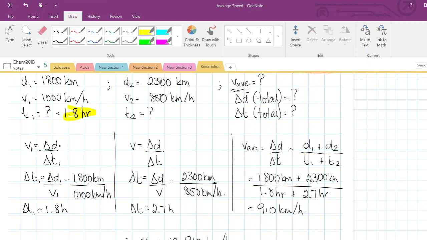Now I need to figure out the same thing for the second segment. I know that we traveled 2,300 kilometers at 850 kilometers per hour, and I need to figure out how long that took. For my V2, these are all my 2's, I'm going to rearrange this to solve for t. I've got 2,300 kilometers divided by 850 kilometers per hour, and this gives me that T2 is 2.7 hours. So that second segment took me 2.7 hours.